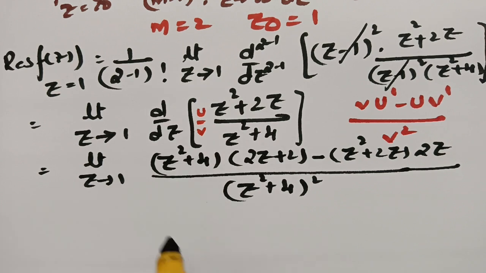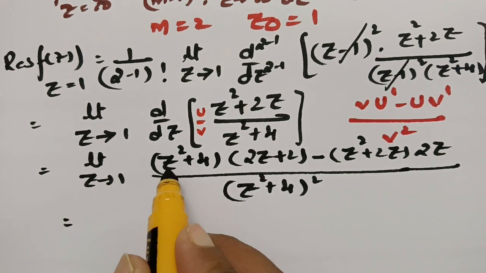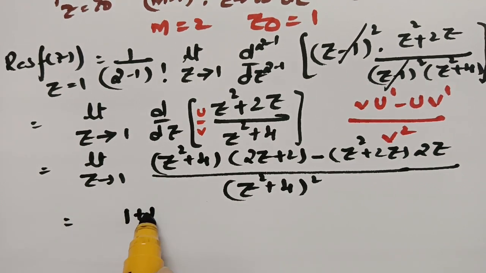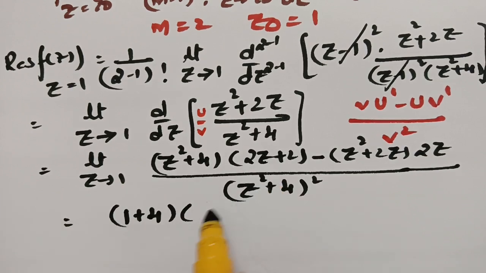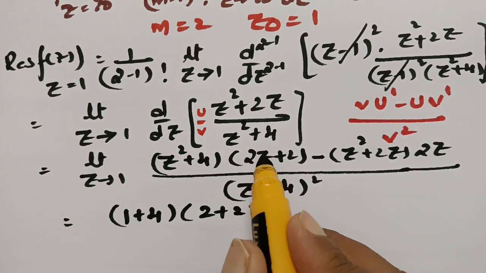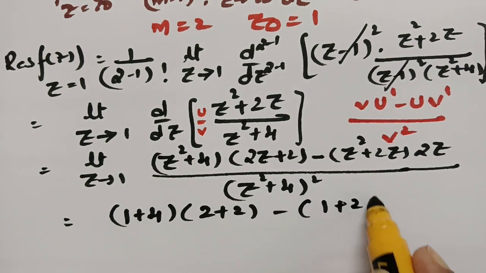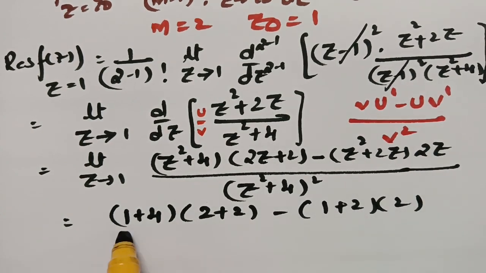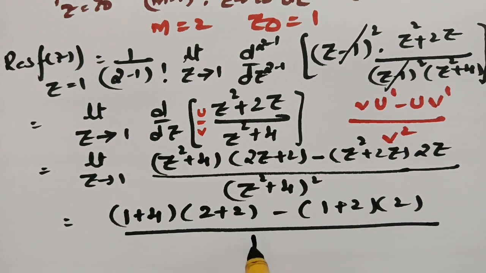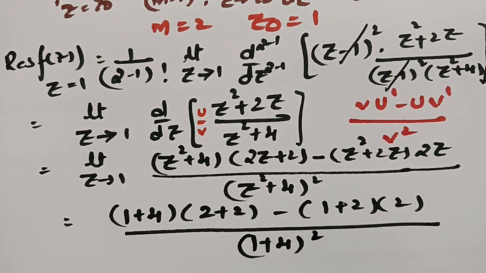2z. Now I have to substitute z value is equal to 1. So z square, 1 square is 1, plus 4 into... sorry, z value is 1. So 2 ones are 2 minus, this is 1 plus 2 into, again this value is 2 by z square, that is 1 plus 4 whole square.